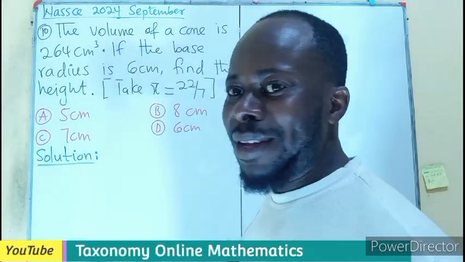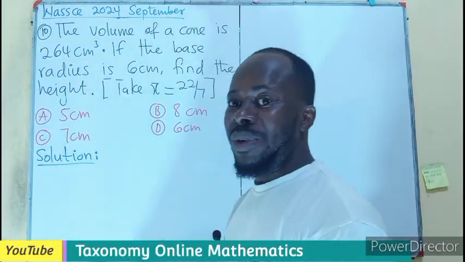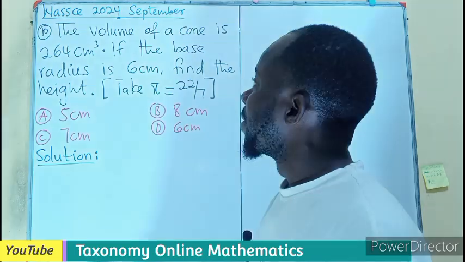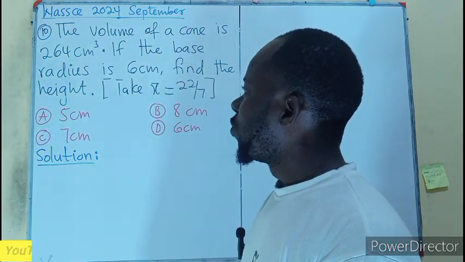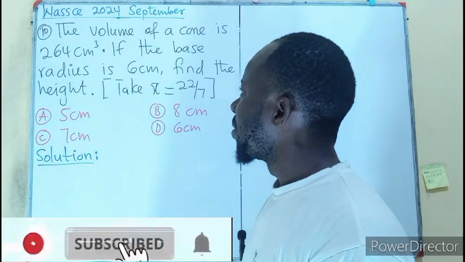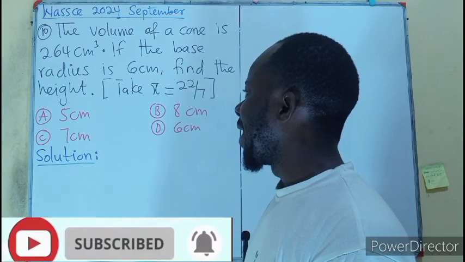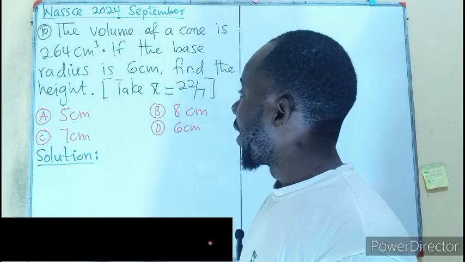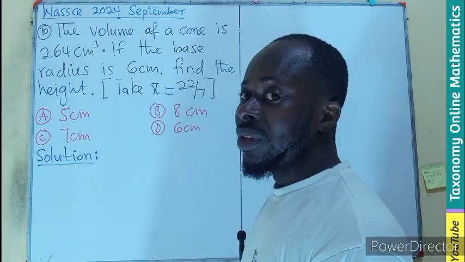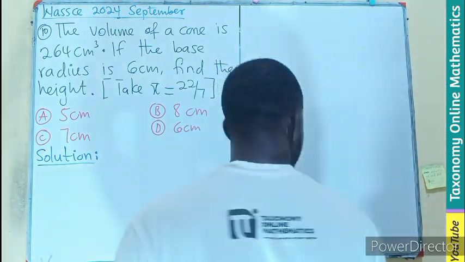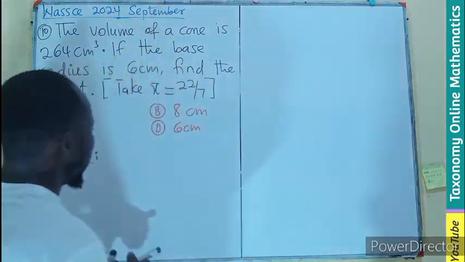All right, let's look at this question. WASSCE 2024 September edition. The volume of a cone is 264 cm³. If the base radius is 6 cm, we have to find the height of the cone, taking pi to be 22 divided by 7. Let's make a sketch of our cone.